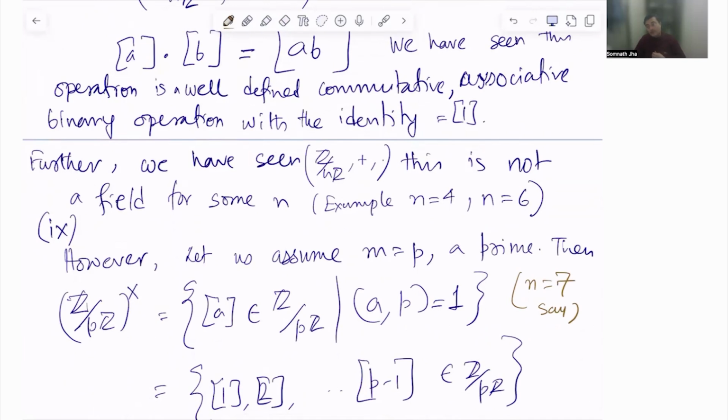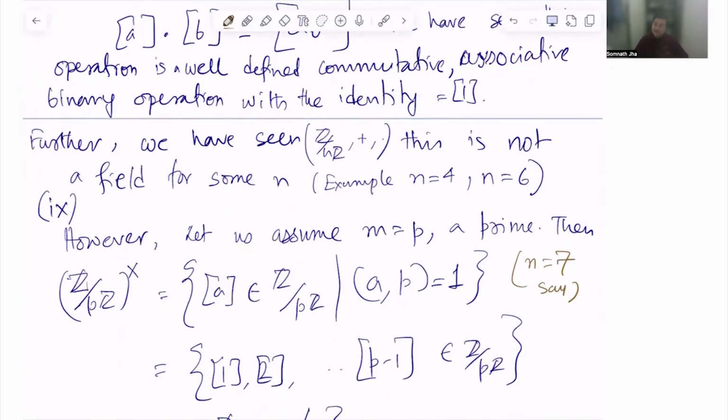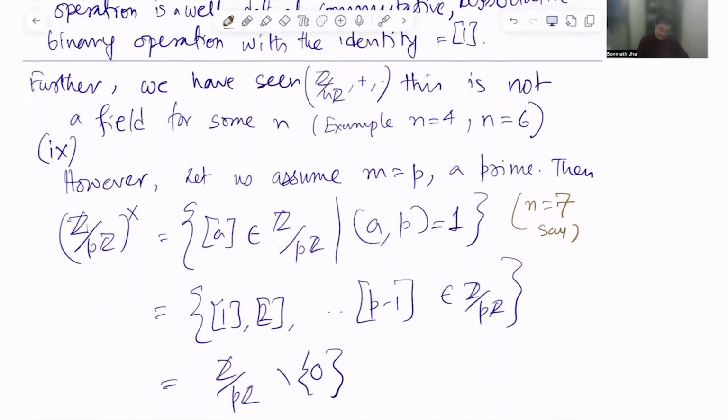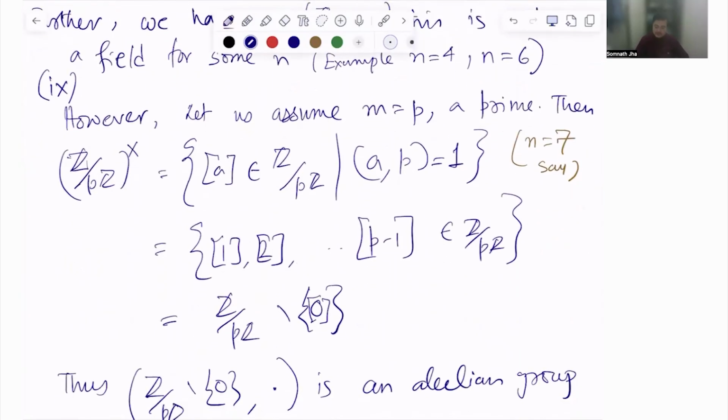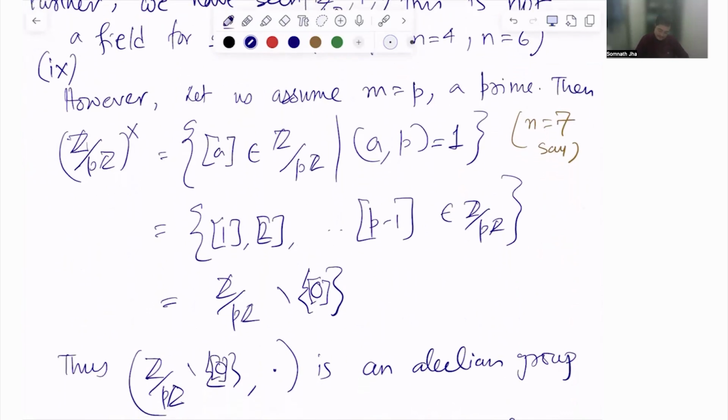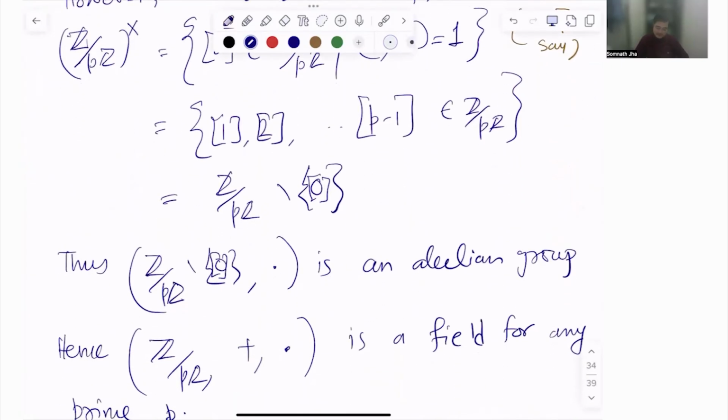We saw that Z mod nZ star forms a group. Every element in this subset of Z mod nZ is a class which is coprime to n. So here n is a prime, so it is those classes which are coprime to the prime. But then it comprises every class from 1 up to p minus 1, except 0. So this is nothing but Z mod pZ minus the class of 0, right? It is every class except 0, and this forms a group. We have seen it in the previous class. So that means Z mod pZ minus 0 with respect to multiplication is an abelian group. So by definition, Z mod pZ with plus and dot is a field for any prime p.